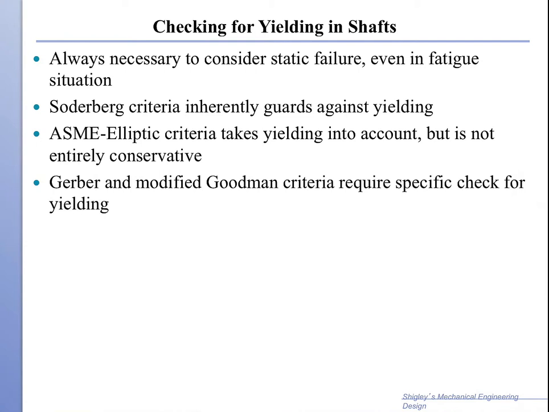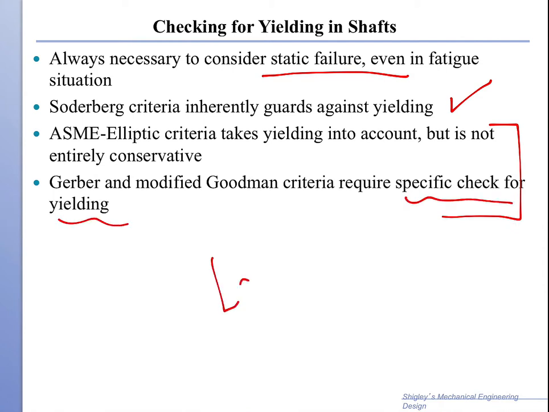In addition to fatigue, we also check for static failure, and the static failure is summarized here. If we use Soderberg, then we don't need the Langer line to check for failure. If we don't use Soderberg, then with Gerber and Goodman, we require a specific check for fatigue using the Langer line to make sure that on the first cycle we don't induce yielding of the shaft. So this is again something that we have discussed before.